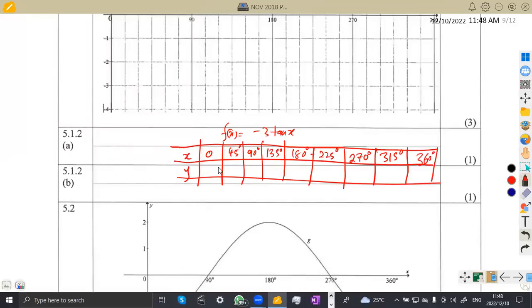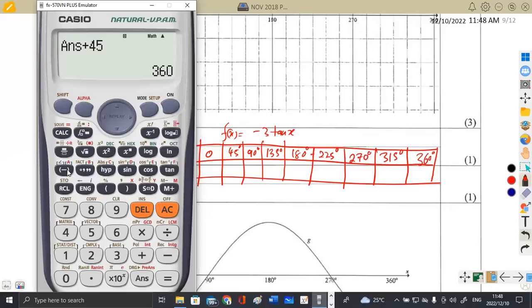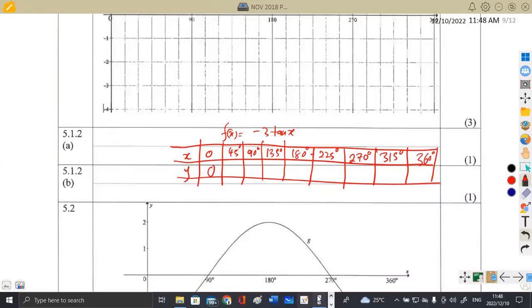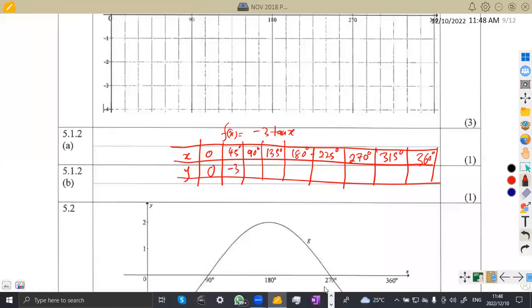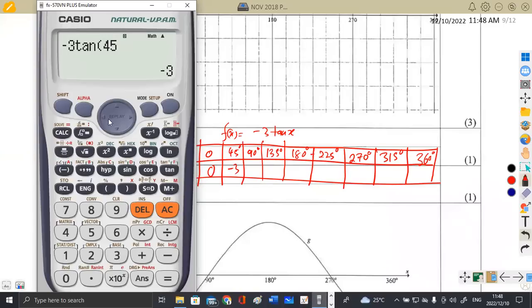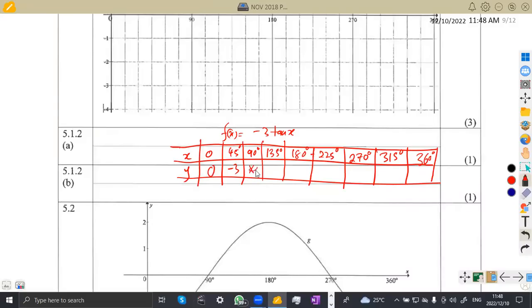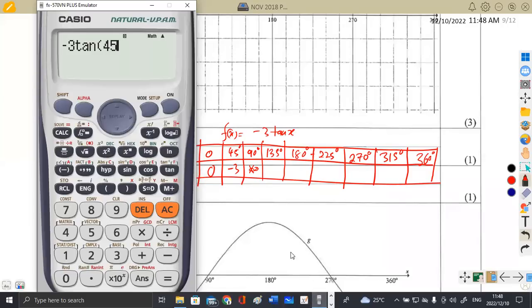So after inserting, you are going to insert the values from the calculator. That is when X is equal to 0. So what you simply do is substitute -3 tan 0 like that, which is 0. So you're going to obtain 0 here. You move on to 45. So it's -3 tan 45, and so on up to the last one. So this is -3. You move on to tan 90, but we know that tan 90, we do not have a value here. So that will be infinity, where we have the asymptote.